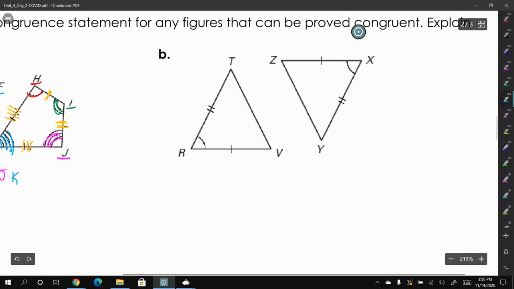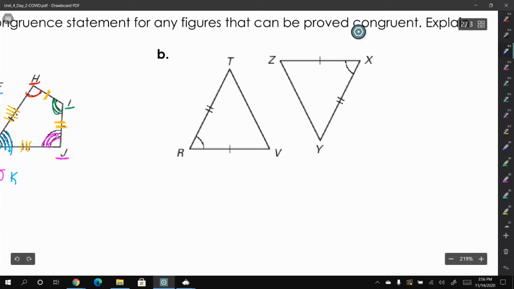Now in B, okay, we have angle R and angle X are congruent, and RV and XZ are congruent, and RT and XY are congruent, but that's all we know right now. We don't know for certain that angle T is congruent to angle Y. There's no markings in that diagram. So we're going to say not congruent based on the information that we have.